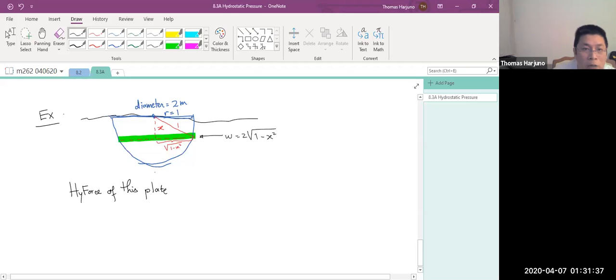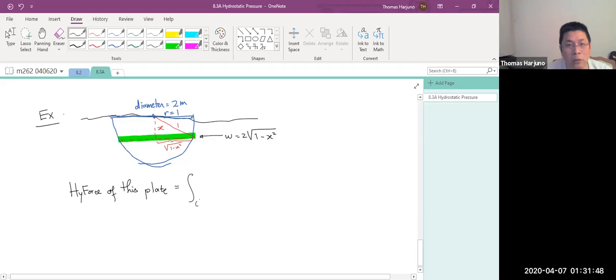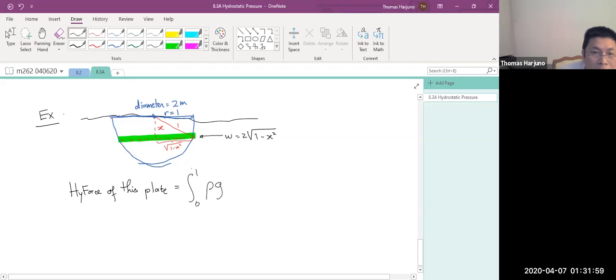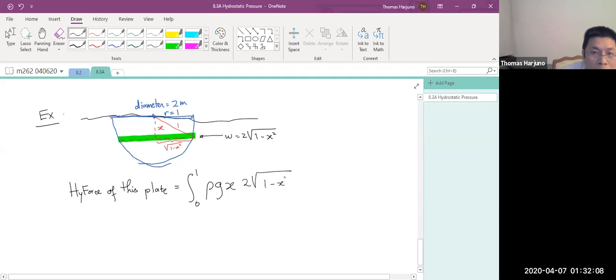Now then, the hydrostatic force experienced by this plate will be the integral. X will be moving from what to what? From 0 to 1. Rho g. What is the depth? How deep is it? The depth is x. The width is 2 times the square root of 1 minus x squared, dx.